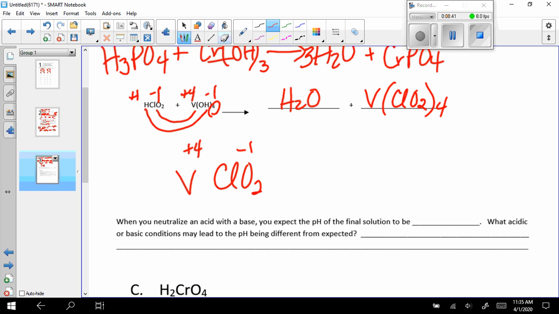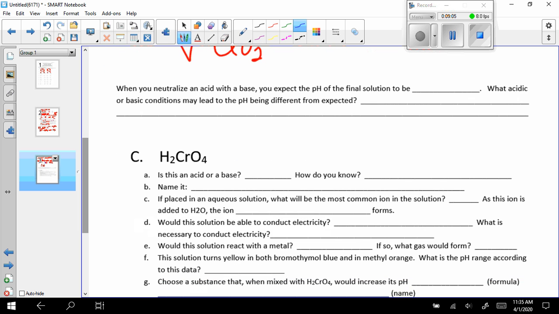And then to balance it. So let me just erase this so I have a little more space and grab a different color. 1V, 1V. 4 ClO2. So I got to put a 4 in front of that. That gives me, let's see, 4 O's. I'm going to need a 4 in front of this. There we go, balanced.